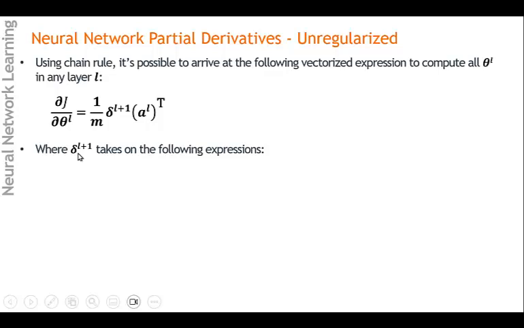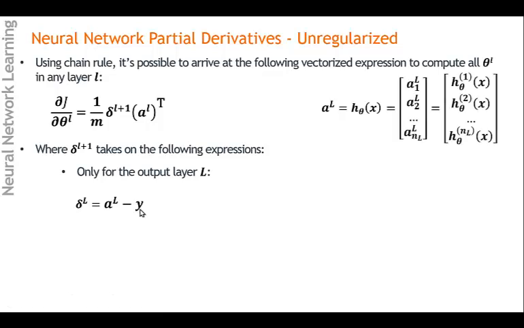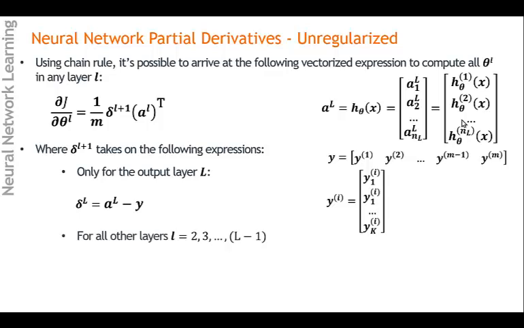So what is delta L? Only for the output layer, delta L equals A to the L minus Y. So here we have AL is this, so that's the output, that's the final output. And Y is the target. Y is the target that is supplied by the user. So you take that difference.